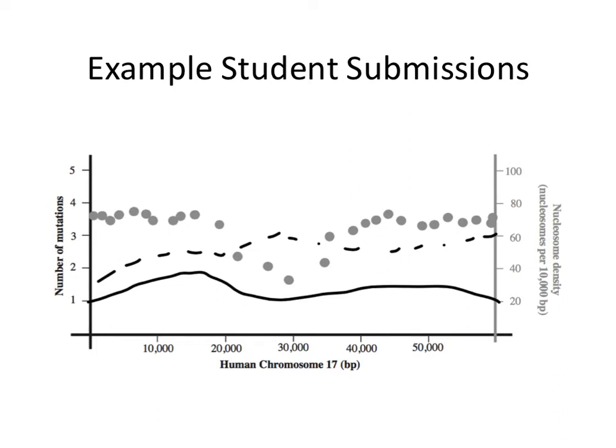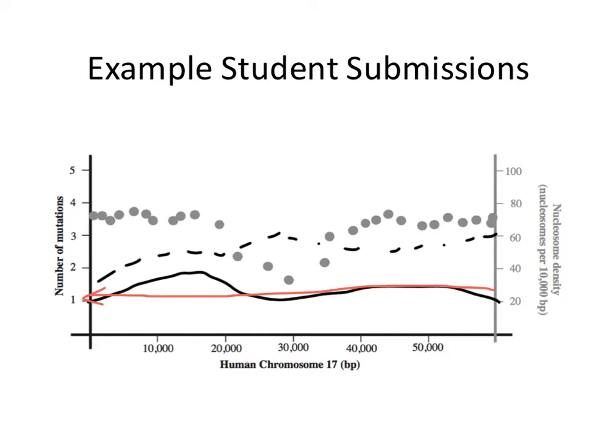So here's a different student example that was turned in. This one looks like on average about 1 mutation every 10,000 base pairs, so I liked this response. This is something I expected. I'm not saying other approaches are wrong, per se. But then when you look at nucleosome density, how do you interpret this plot, the gray dots? Which parts of this plot represent regions where the DNA is tightly compacted?